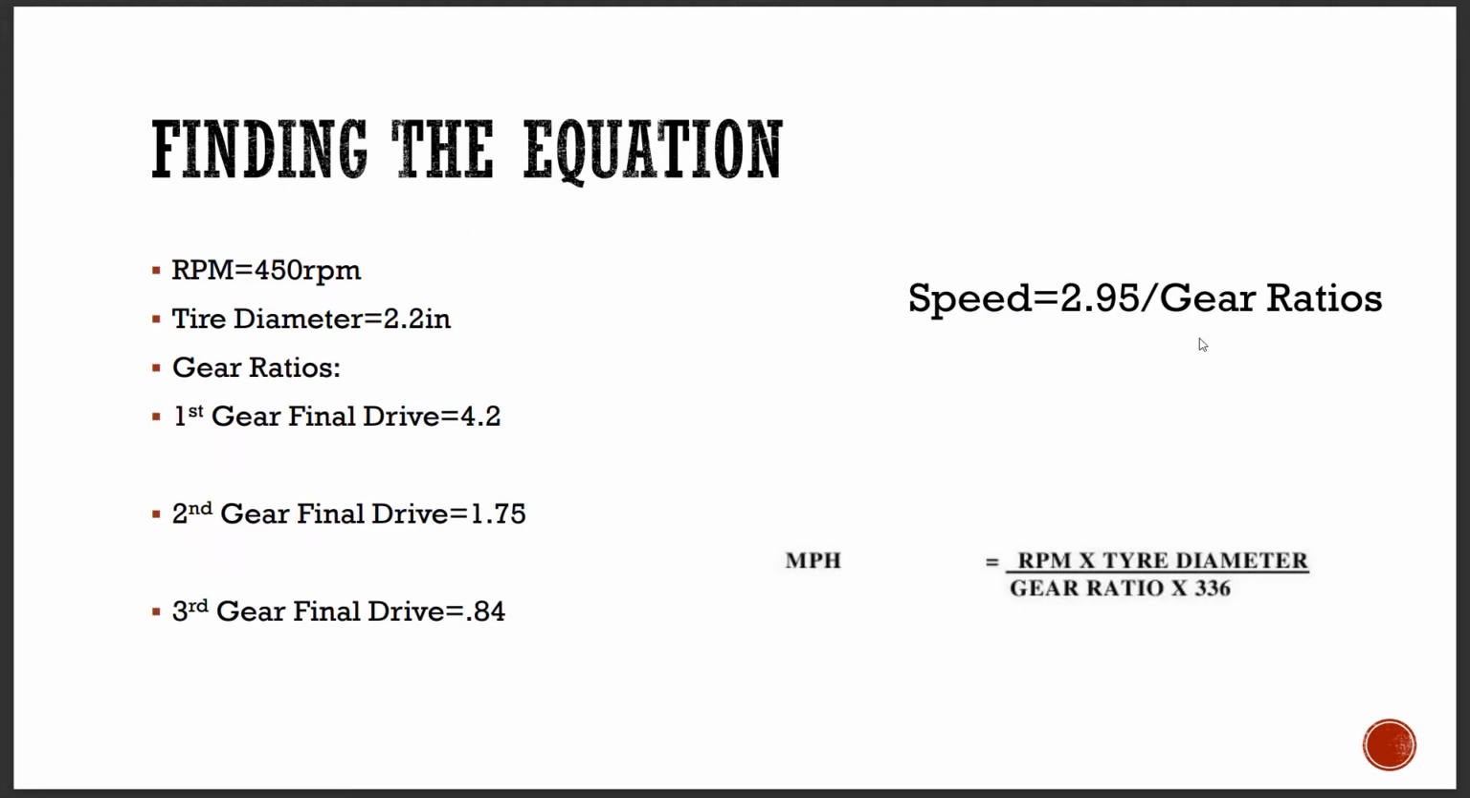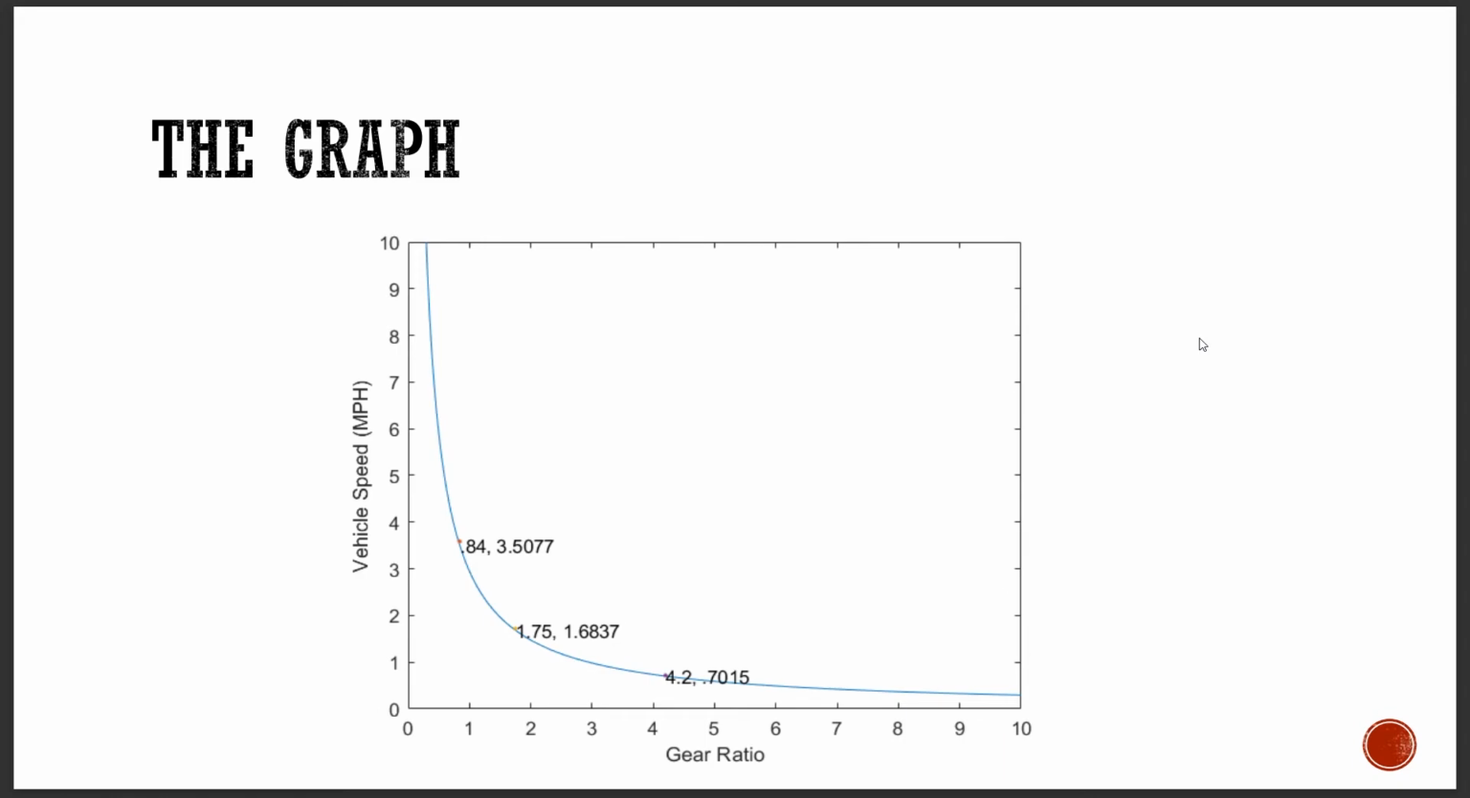So now that we have the points on the graph that we need to find, we can go ahead and create our equation. Given that we know RPM, tire diameter, and obviously 336, we can determine that in our equation that's just going to be one constant held at 2.95. And then we're treating speed as our y variable and gear ratio as our x variable in this case. So our final equation is speed is equal to 2.95 divided by gear ratio.